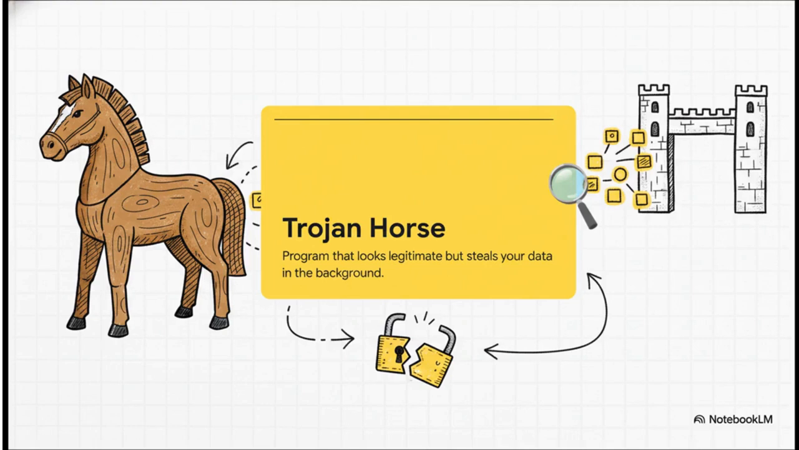This term actually comes directly from ancient Greek history. Remember the story where soldiers hid inside a giant, harmless-looking wooden horse to sneak into the city of Troy? Well, in the digital world, this malicious program appears completely legitimate and totally safe to you. But once it's inside your computer system, it secretly opens the back doors and steals your data in the background. Guys, knowing this exact definition is your golden ticket. If you see the keywords looks legitimate or disguised in your paper, your brain should immediately tick Trojan horse.